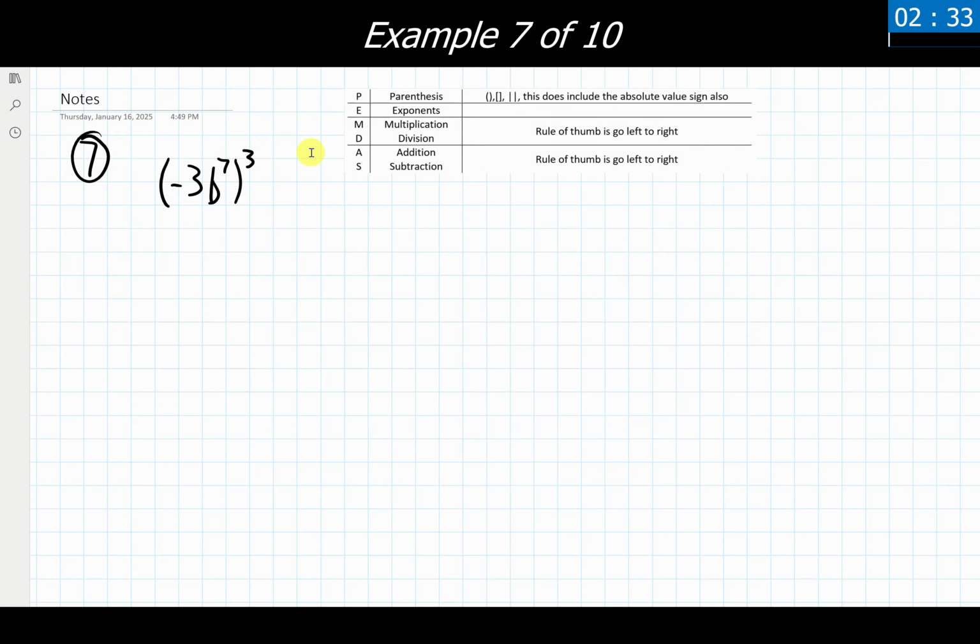For example 7, we're starting to get into some trickier waters, where we have to mix and match and keep track of things a little bit more. We're now going to have coefficients and variables showing up, so there's more to keep track of. So we have the quantity -3b to the 7th, all raised to the 3rd power. Now note that this negative is inside of the parentheses, which means it is going to be affected by this exponent of 3 out here.